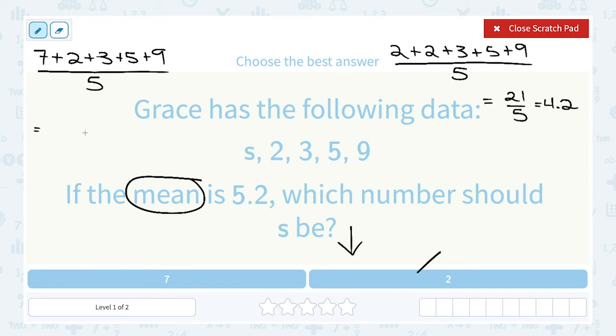All right, so let's add those numbers up first. 7 plus 2 plus 3 plus 5 plus 9. Okay, that gives me 26. And when I divide that by 5, I get 5.2. So that works out. My missing number S must be equal to 7.